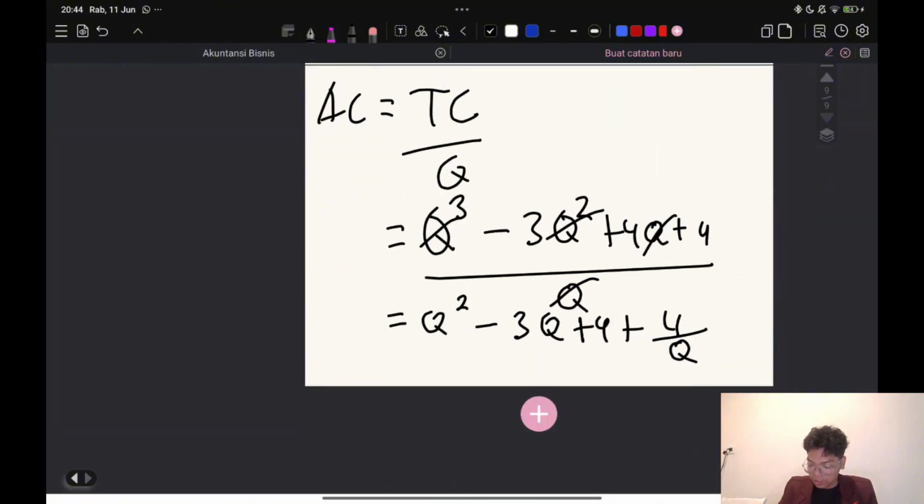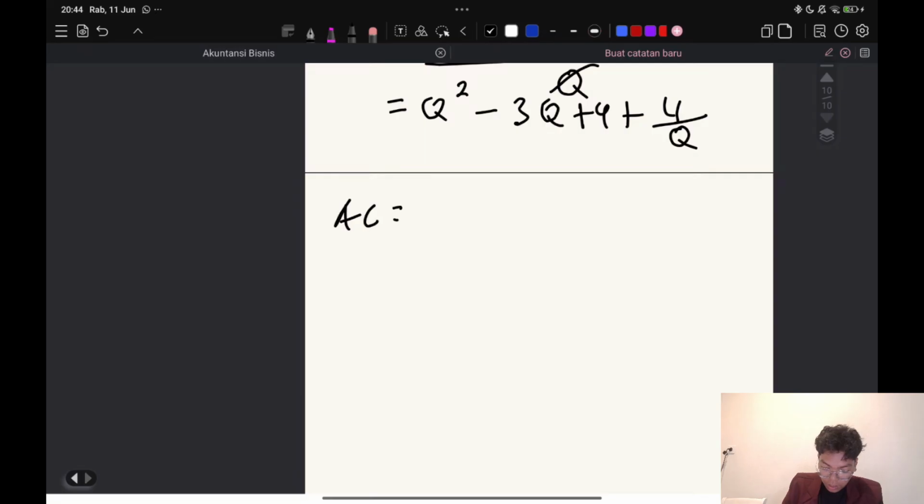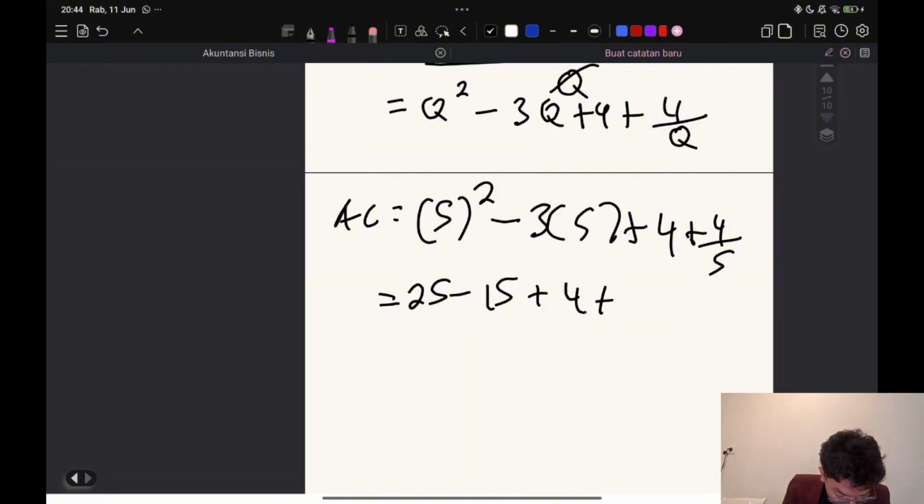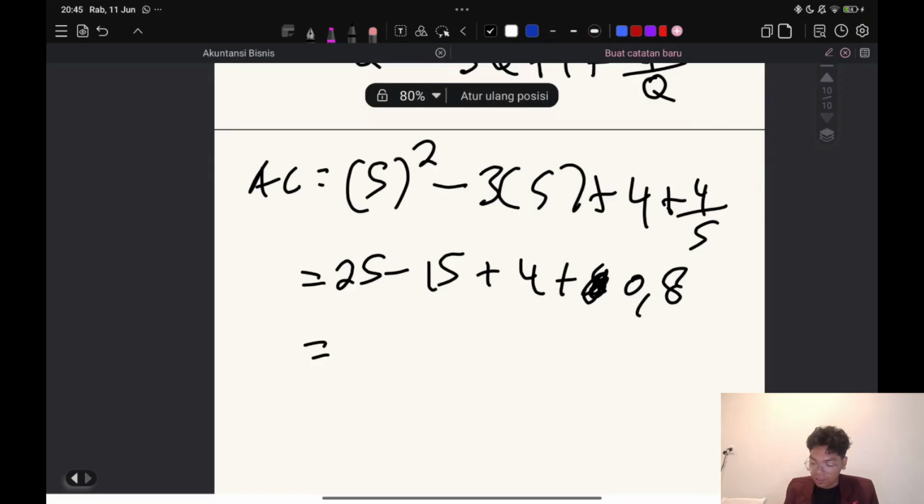Okay, and plug in the answer, use the exponent before, and plug in the 5 because the question says 5 units sold. 5^2 - 3q, and plug in the 5, plus 4 per q, and the q is the 5, equals 25 - 15 + 4 + 0.8, because the answer of 4 divided by 5 is 0.8, and the answer is 14.8. Okay, thank you.